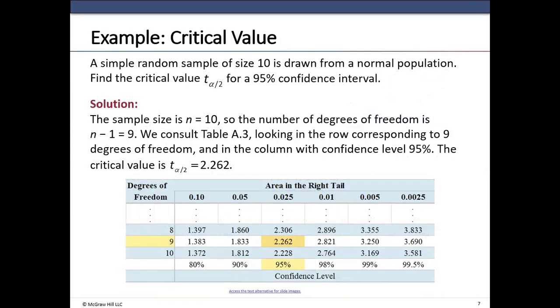Okay, a simple random sample of size 10, which means degrees of freedom is 9, is drawn from a normal population. Find the critical value t alpha by 2 for a 95% confidence interval. So second VARS, then scroll down to 4. Area is 0.95 in the center plus 0.025 in the left tail, 0.975. Degrees of freedom is now 10 minus 1, which is 9. Go down to Paste, hit enter and enter. The critical value of t is 2.262, as highlighted in the table.